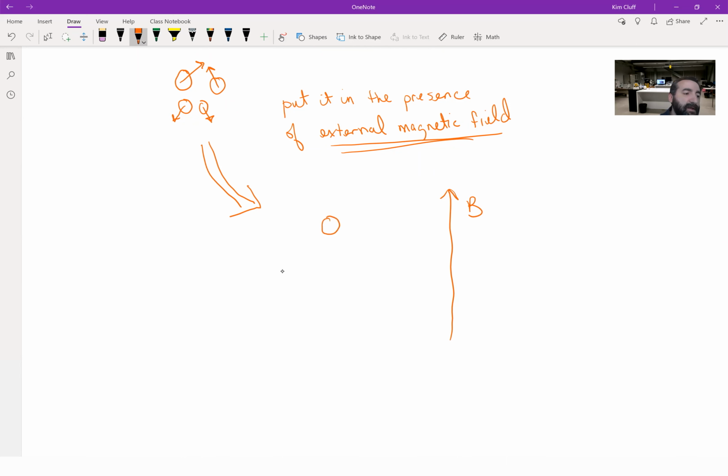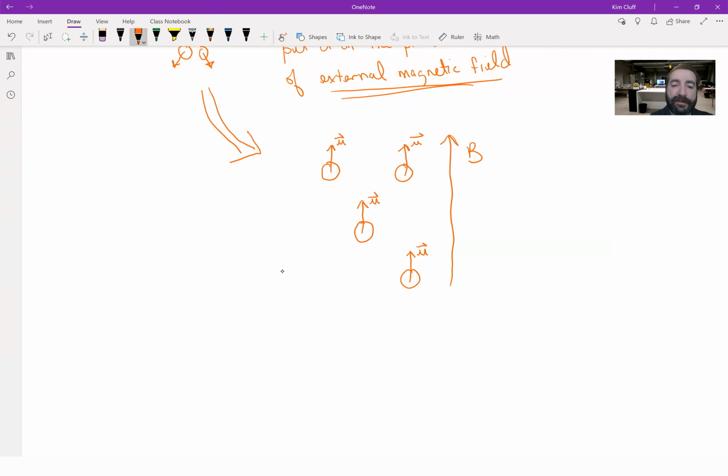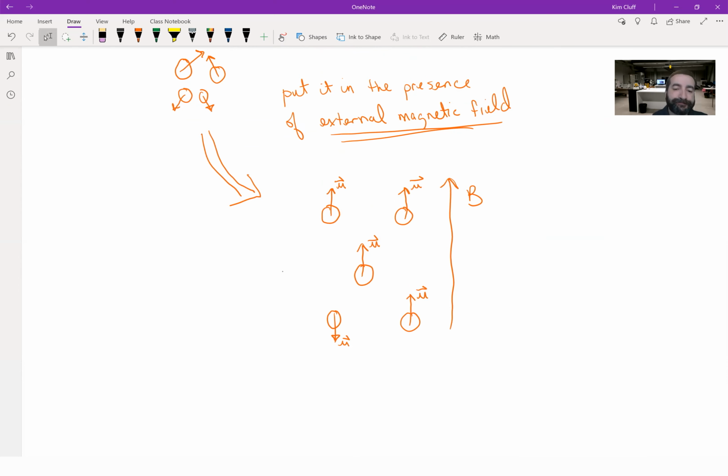So all these hydrogen atoms will temporarily, while they're in the presence of this external magnetic field, align themselves with this external field. And there's one of two ways that they can align. They can align in this parallel position, or they can align in this anti-parallel position where it points down. And it'll do whichever one requires less energy.